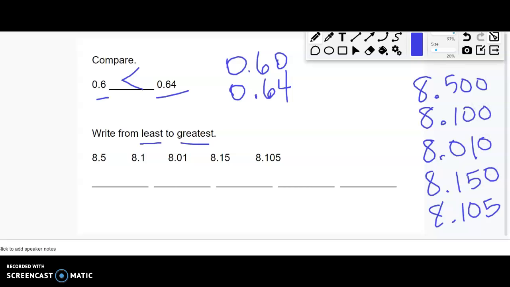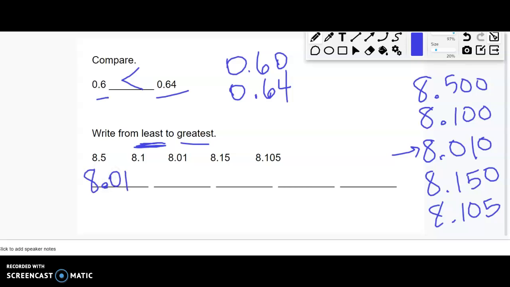All right, so I have 8 in all of them, 8 wholes. 50 thousandths, 100 thousandths, 10 thousandths, 150 thousandths, and 105 thousandths. Well, 10 thousandths is definitely the smallest, and we are starting with the smallest. We're starting with the least. So I know that one is going to be first.